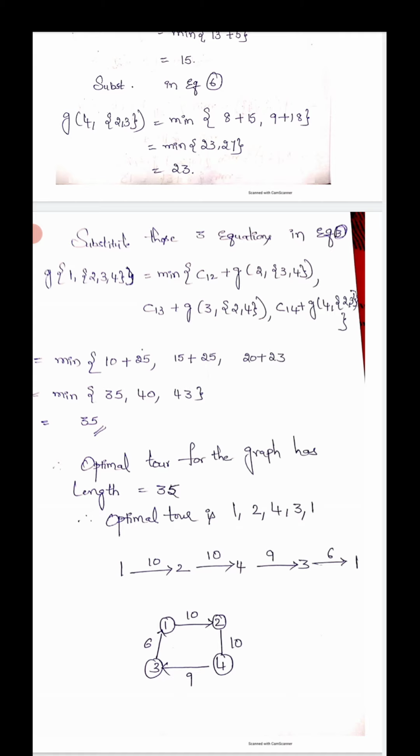In this diagram of the graph, look at the graph. 2 to 4, the direction is there. All of you must place the direction here. 2 to 4, how much? 10, in the sense second row, fourth column. Next 4 to 3, in the sense fourth row, third column, you can get 9. Next 3 to 1, in the sense third row, first column, 6. Now if we add these, 10 plus 10 is 20, 20 plus 9 is 29, 29 plus 6 is 35. So the optimal tour for the given graph has length 35.